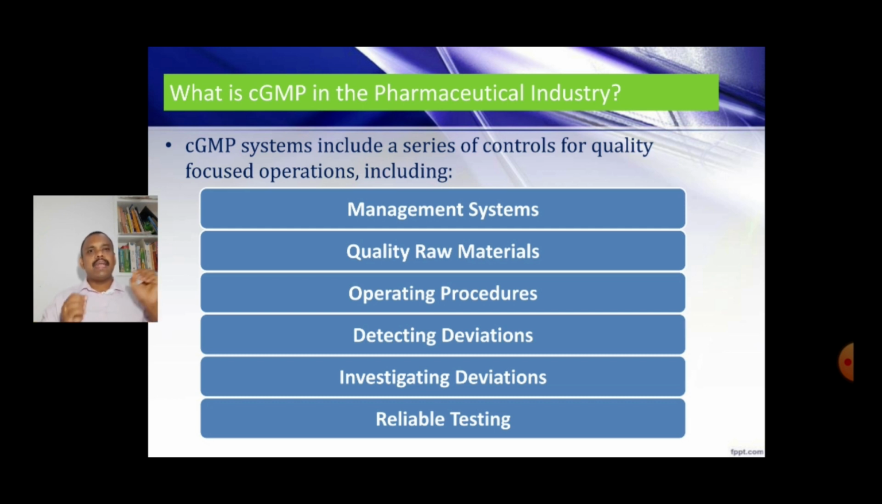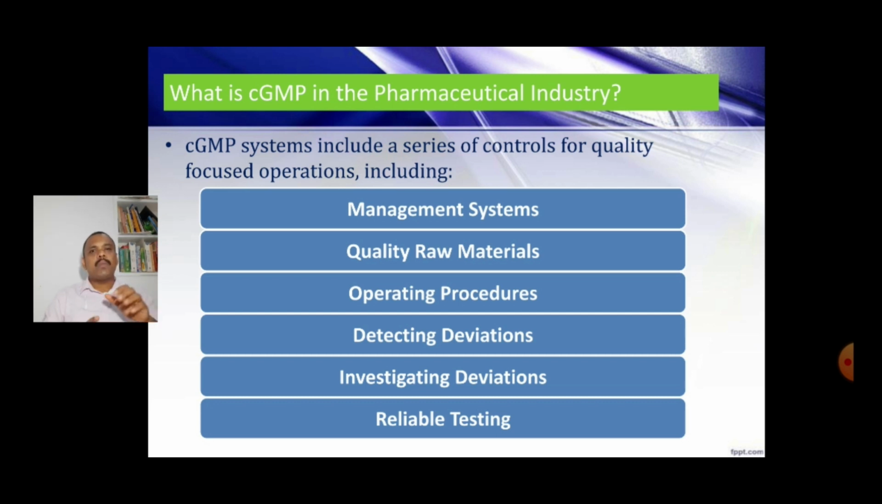from the raw material till the end product, and the quality focused operations will be mentioned and guided in these regulations. When you read the CGMP guidelines, which is a lengthy document, you will be able to see the importance of the management system. They need to have a dedicated management system who are ready to implement the quality systems. We also need to mention the quality of the raw materials, the operating procedures should be there, and during the entire process there should be a system to detect deviations.